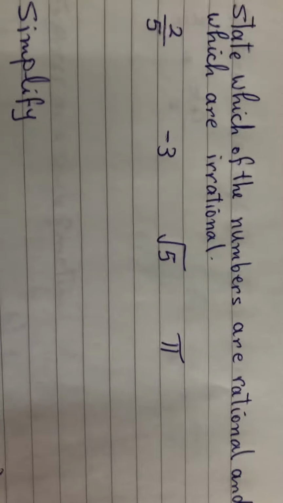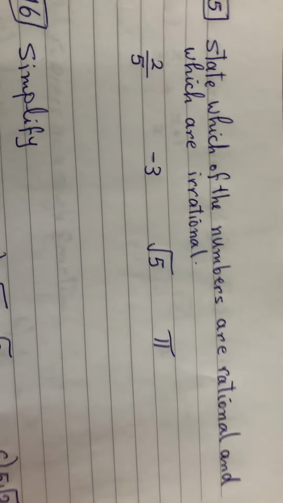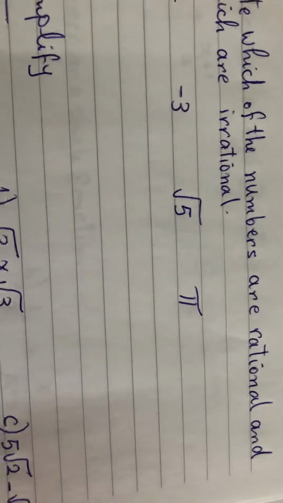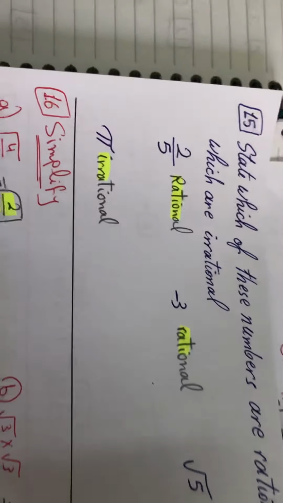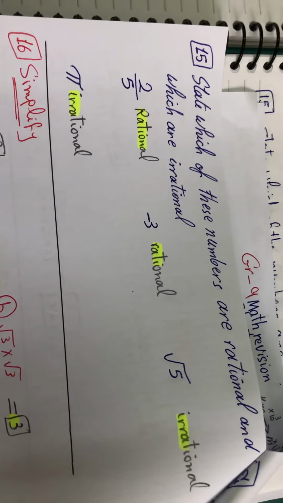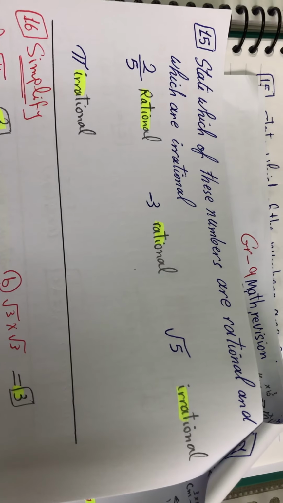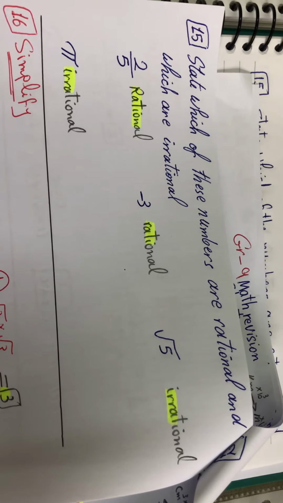Square root of 5 is an irrational number. I can't get its value without a calculator. Pi is also an irrational number. So to identify them, you will get this answer.